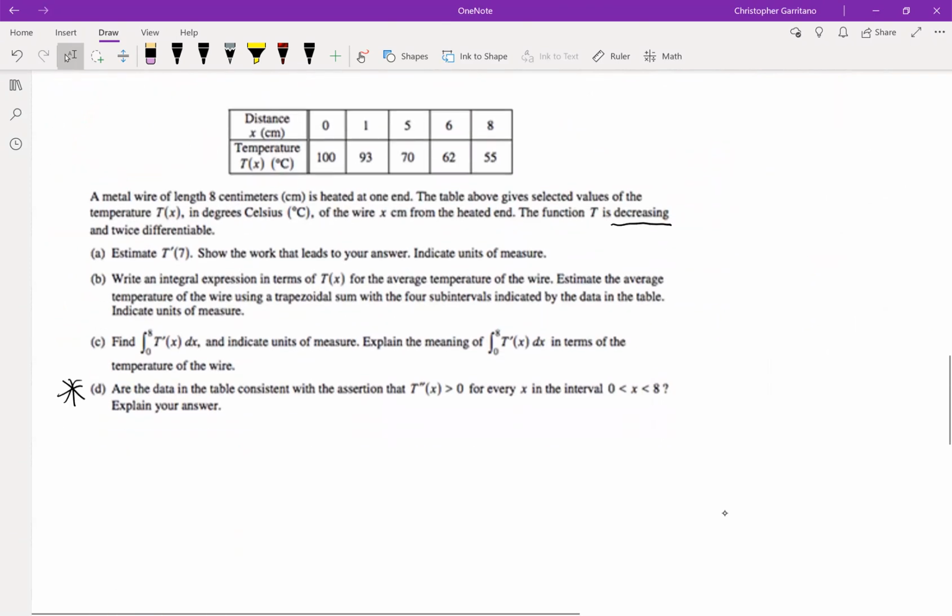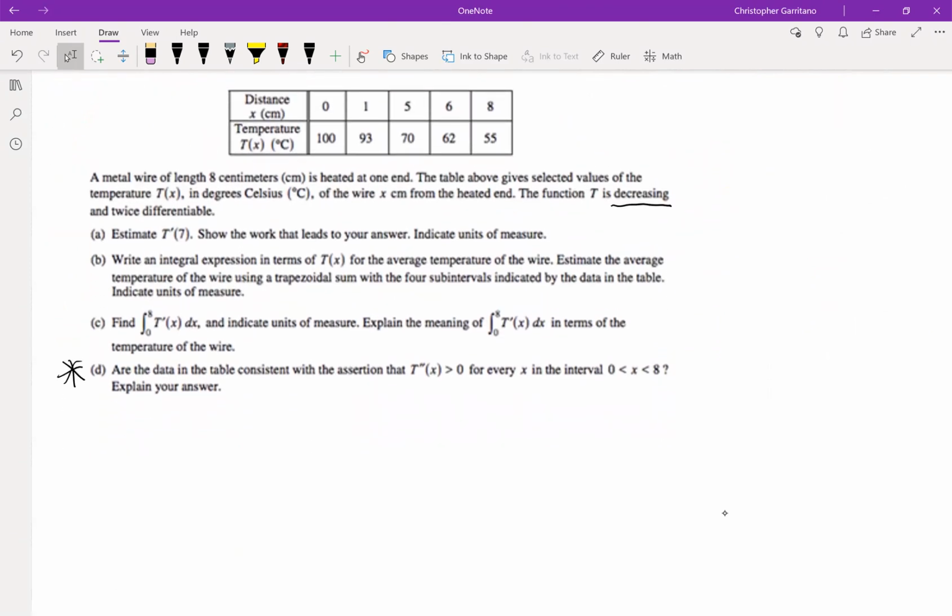All right, moving on to the second problem, part D. Also a tough problem, again dealing with the second derivative. Second derivative seems to be a sticking point for many of us, and that's fine. We'll keep practicing. So the question asks, are the data in the table consistent with the assertion that t double prime of x is positive for every x on this interval? All right, a couple of things.